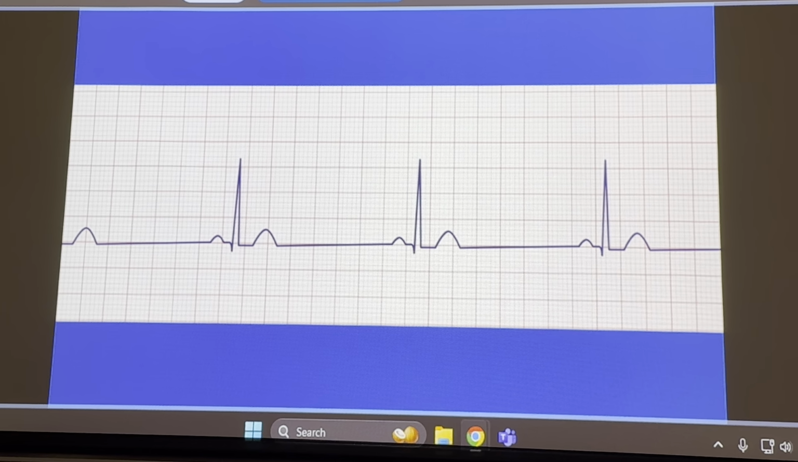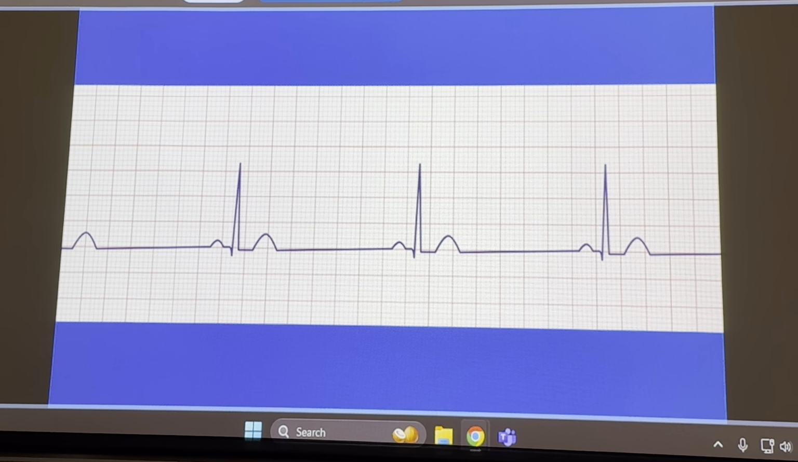Who's next? Stephanie. What do we got? Sinus Brady. How do you know that? Because it's very slow, and it looks regular. What's my heart rate? Yours is cutting off the first digit, but on my screen it's showing 4, so we go with 40. There is another QRS complex; I'm not sure why it's cutting off on here. 40 is our heart rate.